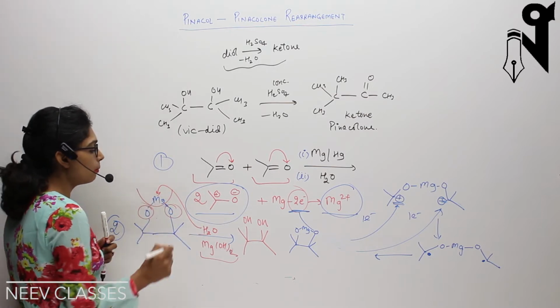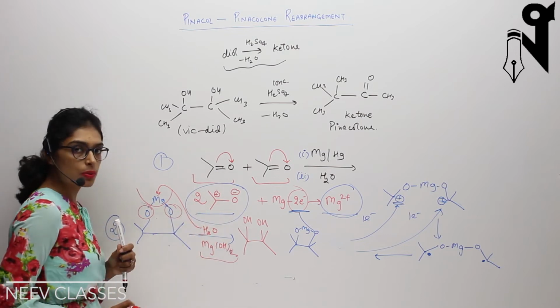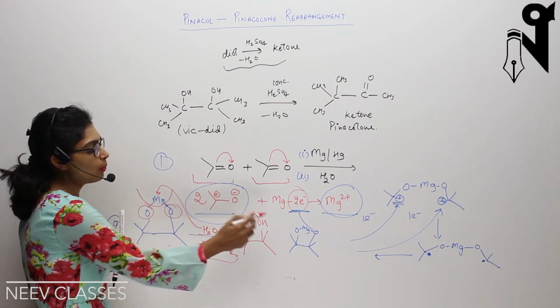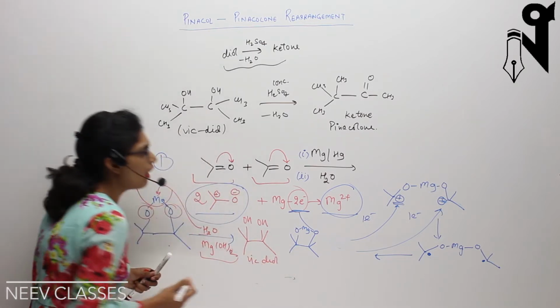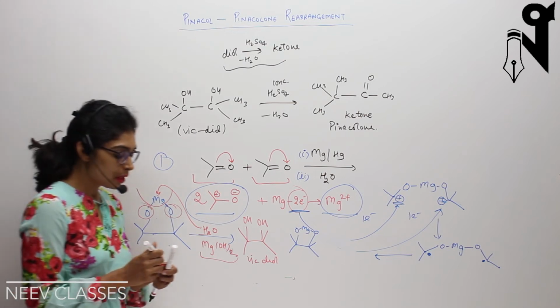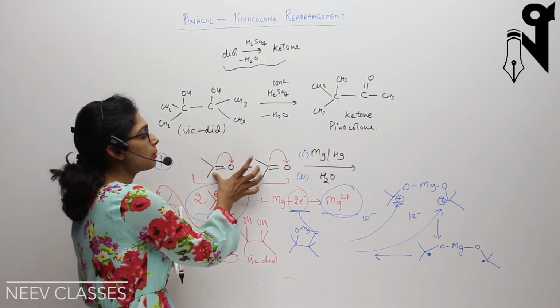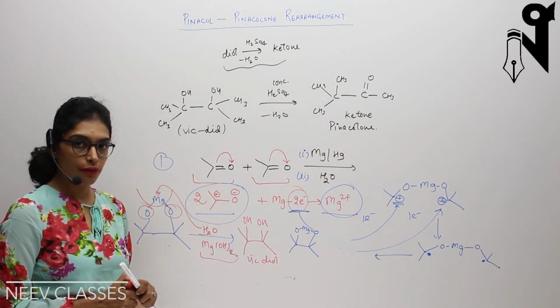This water will form the bond with magnesium to form Mg(OH)2, and two hydrogens will get released, and those two hydrogens will attack on each oxygen to form OH and OH, and that's how we will get this vicinal diol. You don't have to mug up the whole mechanism of preparation of Pinacol, but you should know this. This is the starting material, these are the reagents, and this is how the Pinacol will be formed.